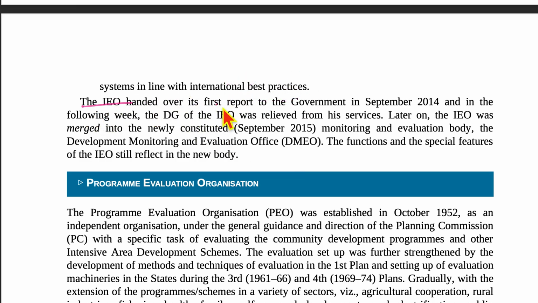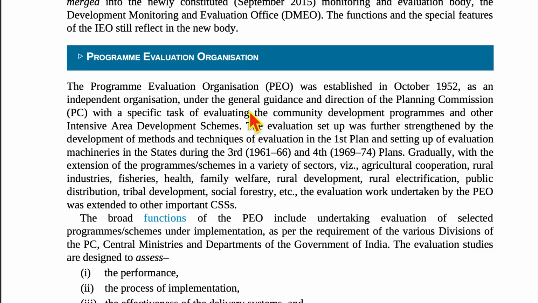The IEO handed over its first report to the government in September 2014, and in the following weeks, the DG of IEO was relieved from his service. Later on, IEO was merged into a newly constituted monitoring and evaluation body, the Development Monitoring and Evaluation Office, DMEO. The functions and special features of IEO still reflect in the new body.